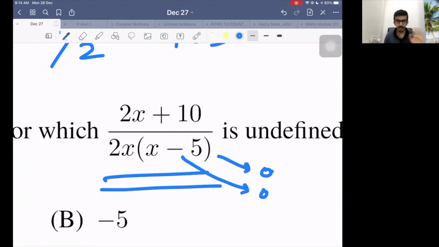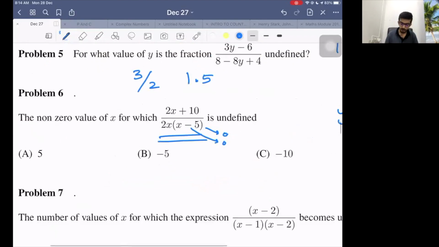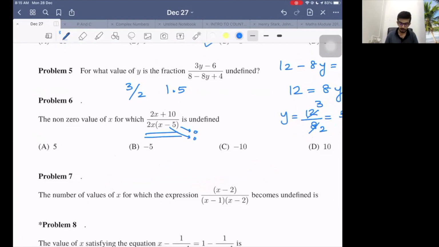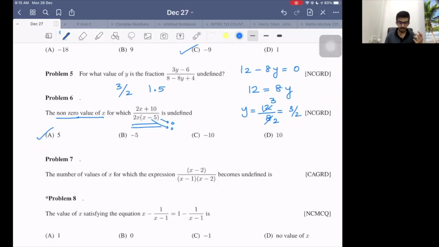For the time being, forget about quadratic equations and expressions. You just need to understand that if there are two numbers in the denominator, and the product of two numbers equals 0, then at least one of them has to be 0. So x equal to 0 is going to be a problem, and x equal to 5 will be a problem. But in this question, we need a non-zero value of x, and the non-zero value of x that will make our expression undefined is x equal to 5.